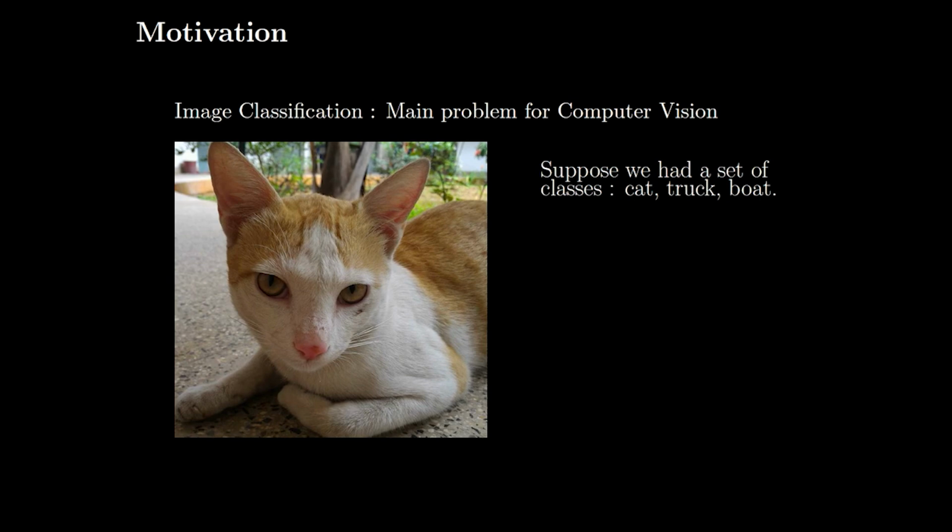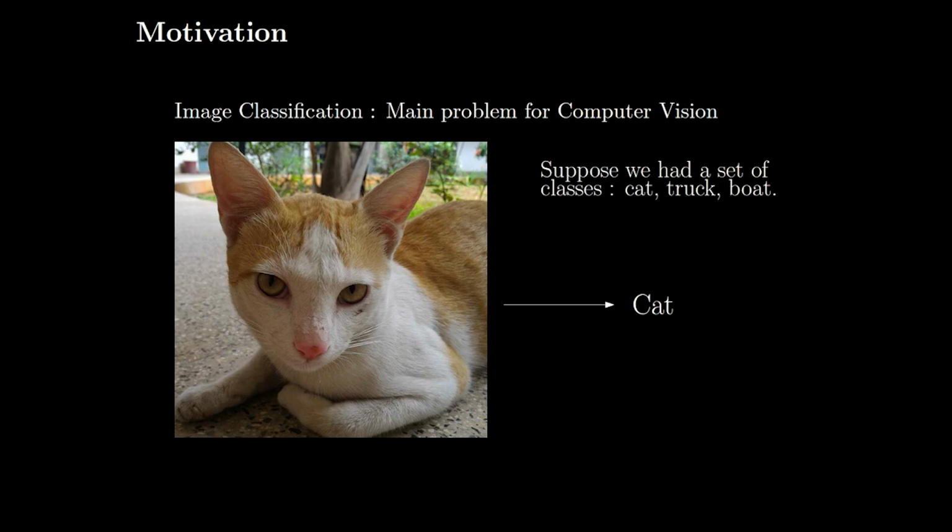Let us look into the motivation for using convolutional neural networks instead of multi-layer perceptrons in problems such as image classification. In an image classification problem, we are given a set of images and we need to classify them into a set of given classes. For example, consider a set of classes such as cat, truck and boat. If a human is shown the following image, we will immediately identify this to be a cat.